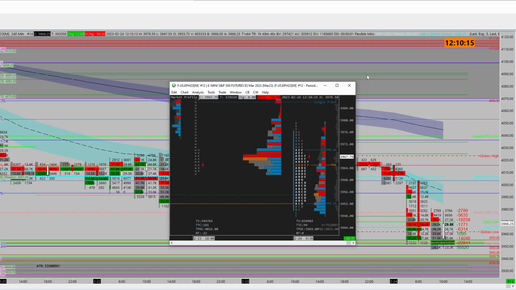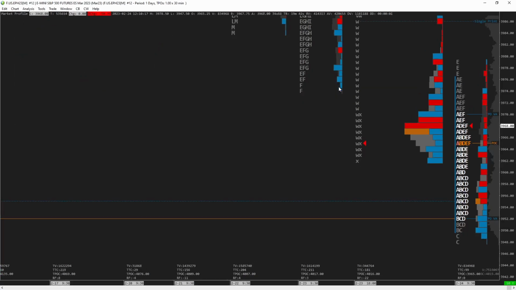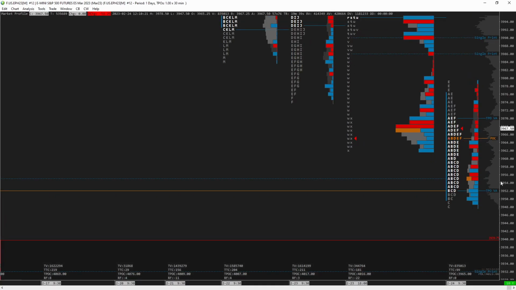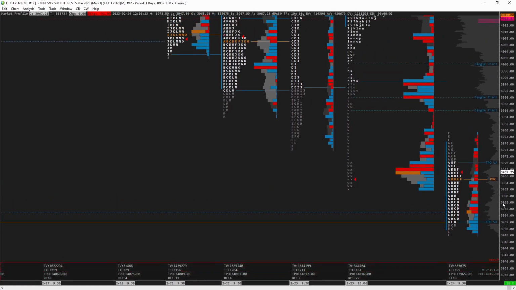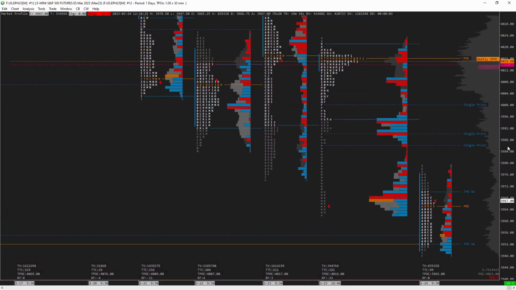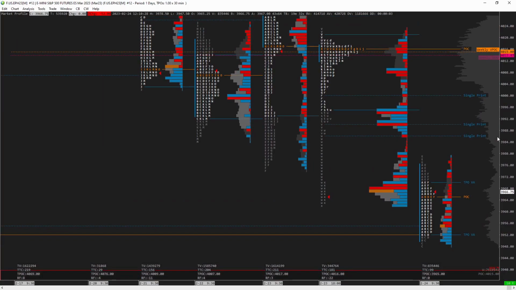So, like every day, I start with my TPO profile, TPO charts, also called market profile charts. And what do I use this for? Well, I like to see what the London session did, as I do not trade it. I live in New York, so I'm in the Eastern time zone, and I am sleeping at 3 a.m.